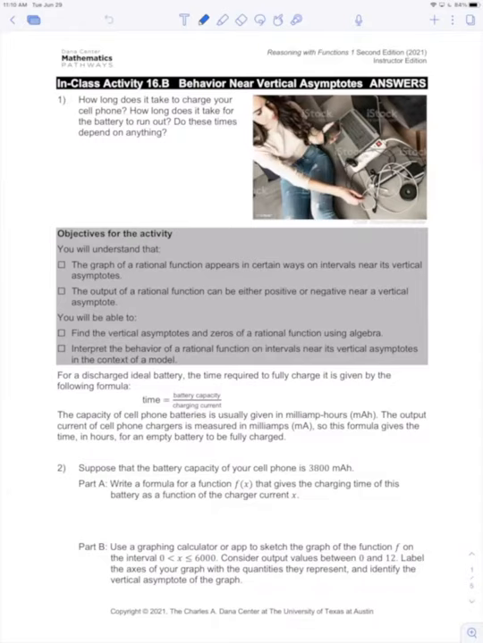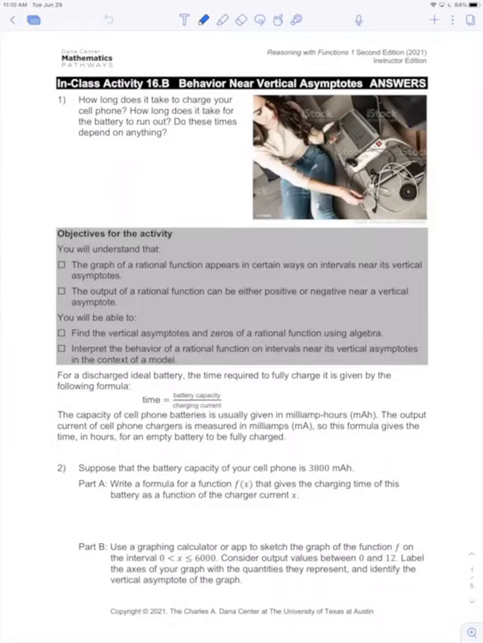For a discharged ideal battery, the time required to fully charge it is given by the following formula. Time is equal to battery capacity over charging current. The capacity of cell phone batteries is usually given in milliamp hours. The output current of cell phone chargers is measured in milliamps. So this formula gives the time in hours for an empty battery to be fully charged.